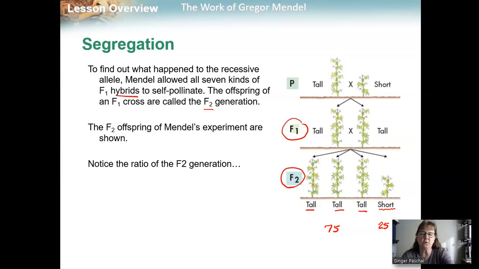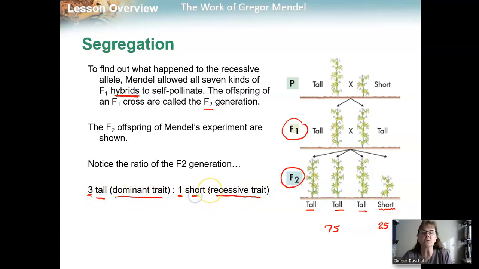Notice the ratio in the F1 generation. This is very important. When you have a hybrid crossed with a hybrid, you always get a 3-to-1 ratio. You get 3 of the dominant trait, or in this case tall, to 1 of the recessive trait, or in this case short.